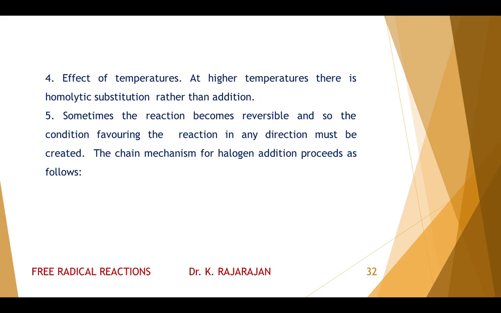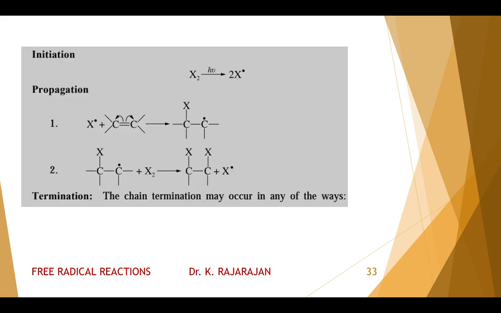Number four, effect of temperature. At high temperatures, there is homolytic substitution rather than addition. Number five, sometimes the reaction becomes reversible, and so the condition favoring the reaction in any direction must be created. The chain mechanism for halogen addition proceeds as follows.